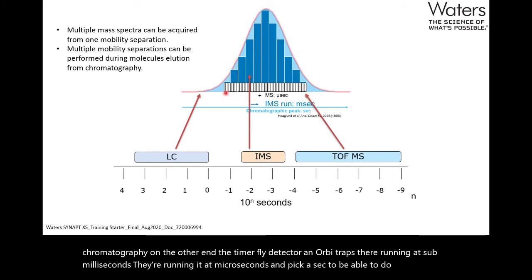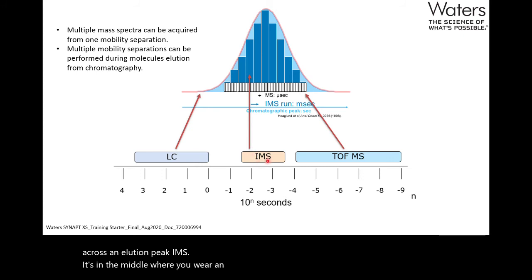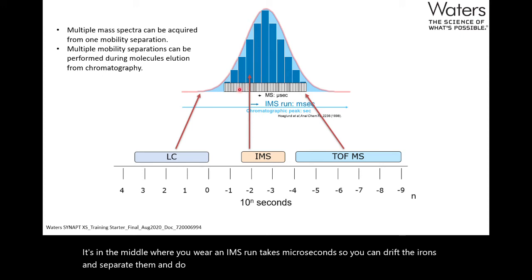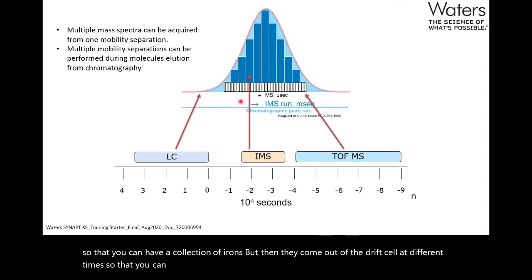So you can have quite a number of mass scans done by a TOF or by an Orbitrap across an elution peak. IMS fits in the middle where an IMS run takes microseconds, so you can drift the ions and separate them and do multiple scans with the TOF or with the Orbitrap, so that you can have a collection of ions, but then they come out of the drift cell at different times, so that you can do sequential scans on what's coming out to build up a bigger picture of what is actually in this chromatographic peak.